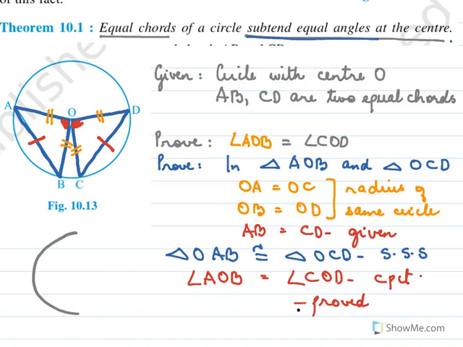That means if I have a circle, in that circle there is a center, and if chords are equal, any two chords, suppose I have one chord here and this one, if the chords are equal, then the angles at the center are also equal. The angle subtended here at the center will be equal to the angle subtended here at the center. So if chords are equal, angles are also equal.